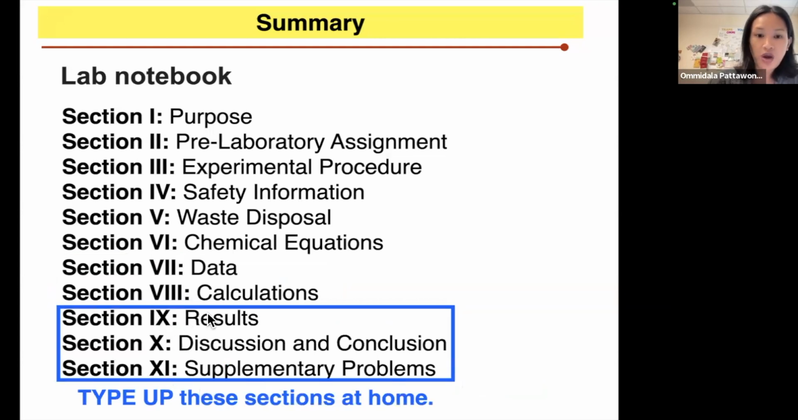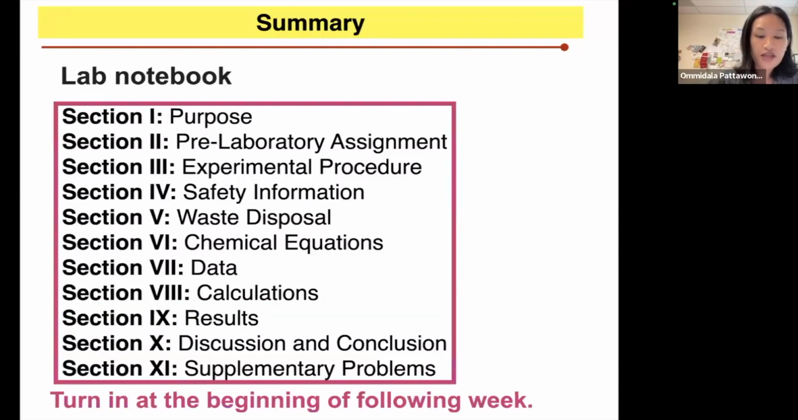Sometimes you might have time to complete the result in lab as well. Therefore, you can either write the result by hand, or you can type it up. That's up to you. But at least the last 2 sections need to be typed up: the discussion, conclusion, and supplementary problems. Together, all of these are what we call the lab report. The lab report is composed of 3 sections: again, pre-lab, in-lab, and post-lab.